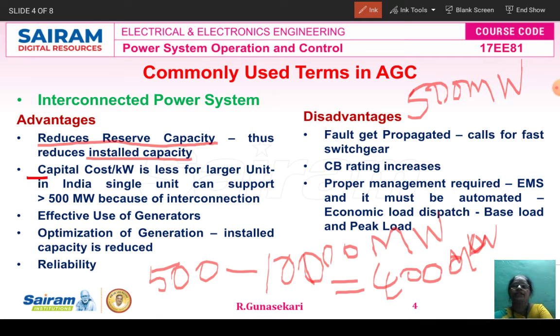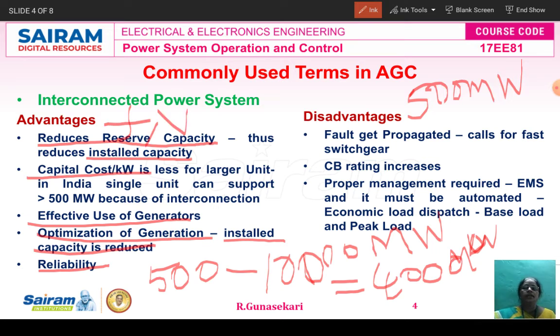The second advantage is that capital cost per kilowatt is less for larger units. Then next, effective use of generators. The fourth one is optimization of generation, that is, the installed capacity is reduced. Then next, reliability. Reliability means we can maintain the frequency, voltage, and uninterrupted power supply. These are the advantages of the interconnected power system.